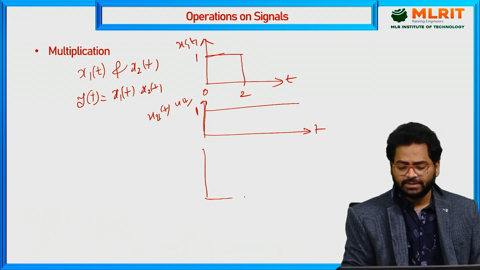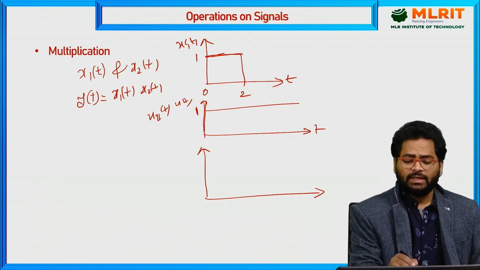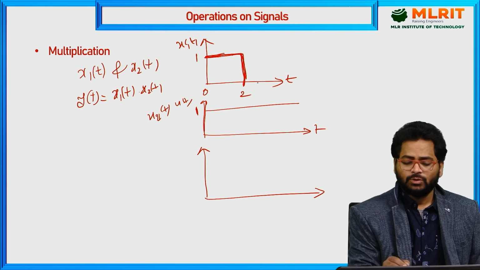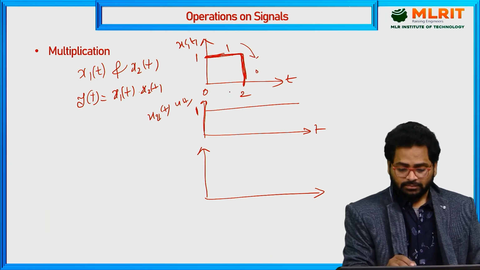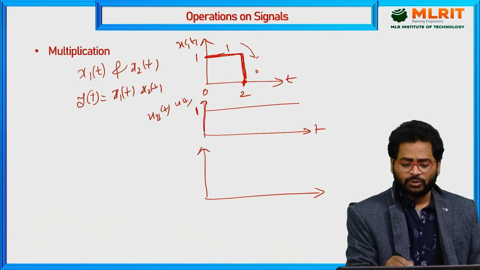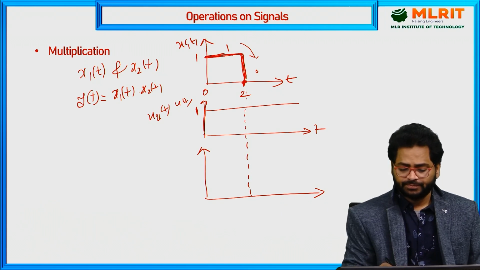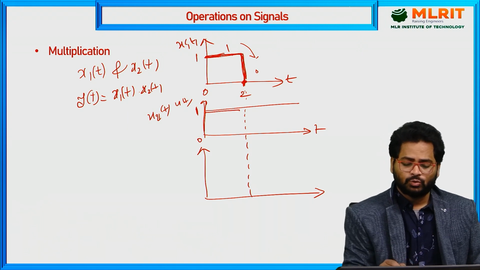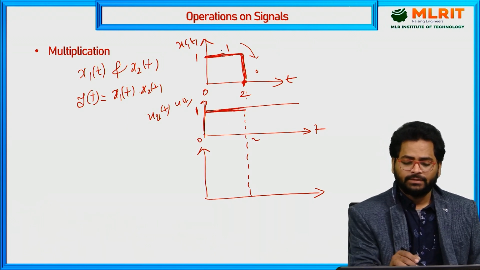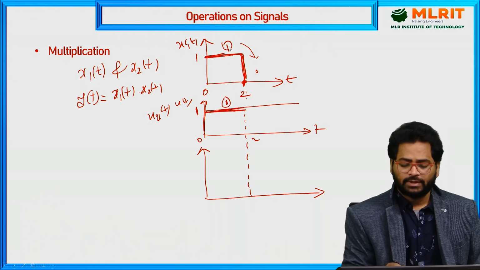Now what will your resultant signal look like? Again check where the amplitude changes are happening, from 0 to 2. Here the amplitude is 1, 0, changing from 1 to 0. But at what time interval is this happening? At time 2. That means take the dotted line from 0 to 2. Just look here, from 0 to 2 both amplitudes are 1. This is 1 and this is also 1. So multiply these two, 1 cross 1, you will get 1.